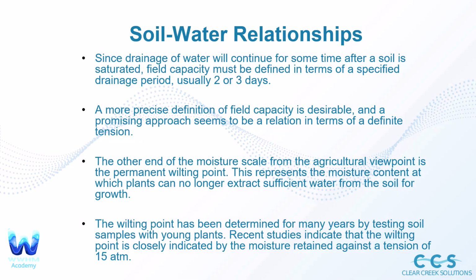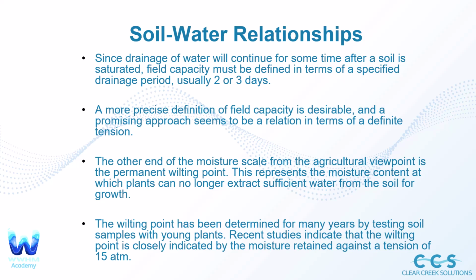Since drainage of water will continue for some time after soil is saturated, field capacity must be defined in terms of a specified drainage period, usually 2 or 3 days. A more precise definition of field capacity is desirable, and a promising approach seems to be a relation in terms of definite tension. The other end of the moisture scale from the agricultural viewpoint is the permanent wilting point.